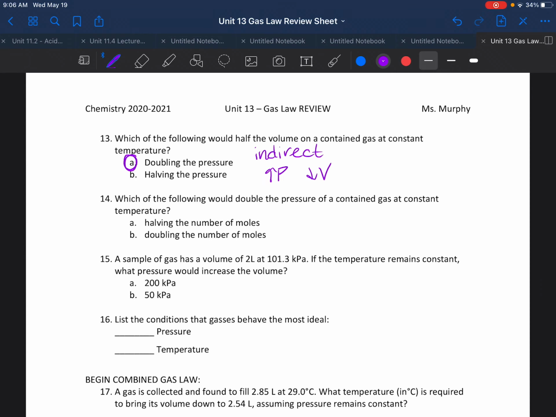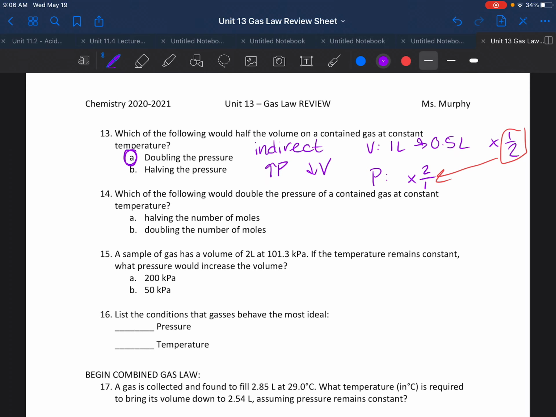Because remember when we did some mental math with the factors, if we had a volume that's initially at 1 liter, and let's say we want to go to half a liter, this would be halving the volume, right? Well, this would be multiplied by a factor of 1/2. With our inverse relationships, we are going to want to flip this factor and make it 2/1. So anything we'd be doing is doubling the pressure.